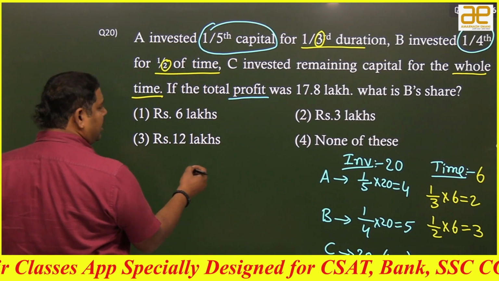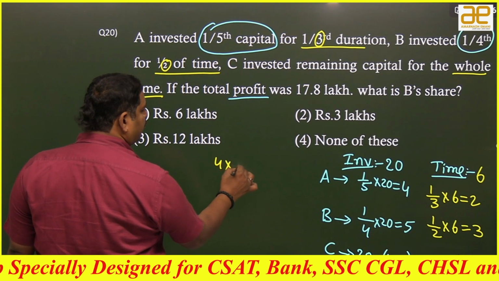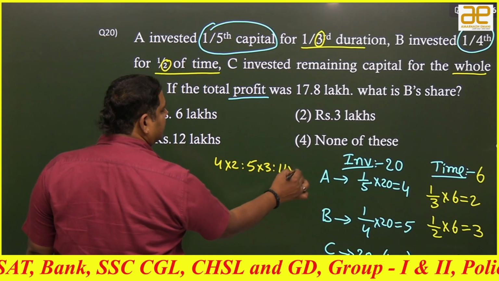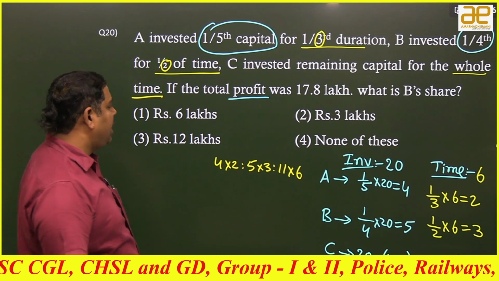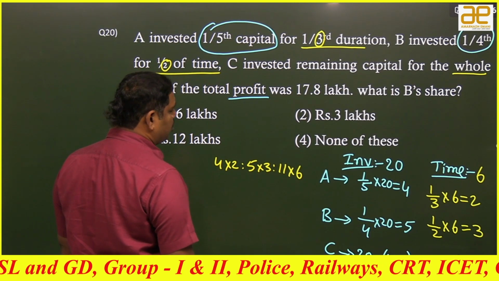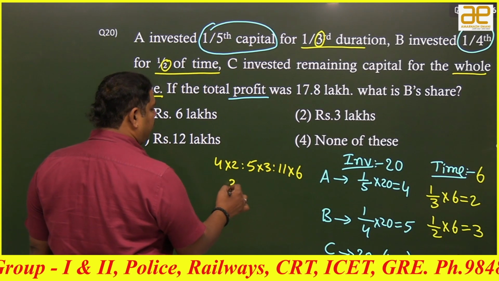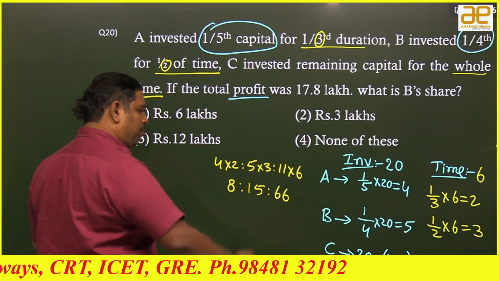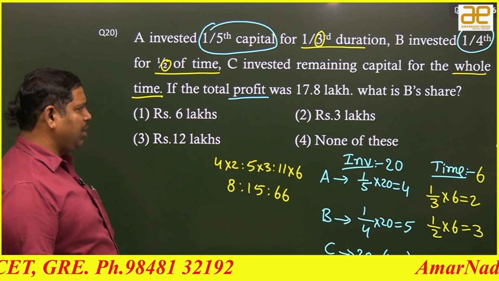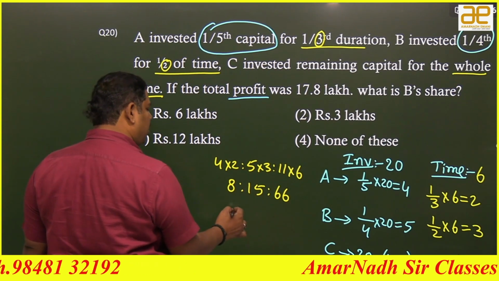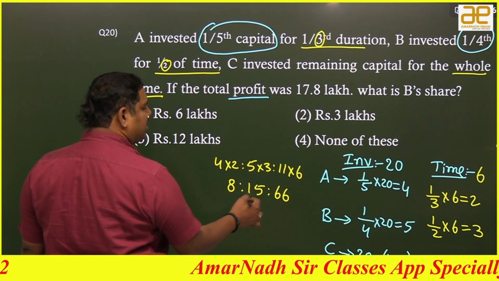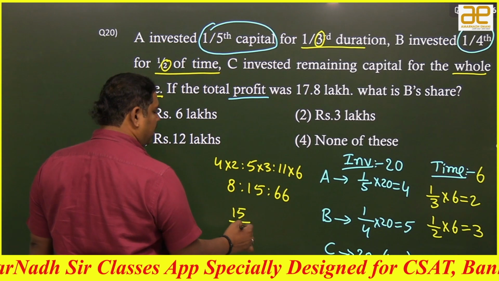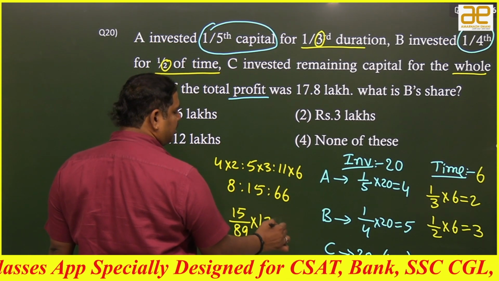Okay, so the investment of A is 4 into time period 2. B is 5 into time period 3. C is 11 into time period 6. In this ratio they have to distribute, right? Can we cancel with 2? No, nothing is possible. So it will be 8 is to 15 is to 66. In this ratio they have to distribute the profits. Total profit is 17.8 lakh. B's share is 15 out of the total, so you have to add: 8 plus 15 is 23, 23 plus 66 is 89, into 17.8 lakhs.